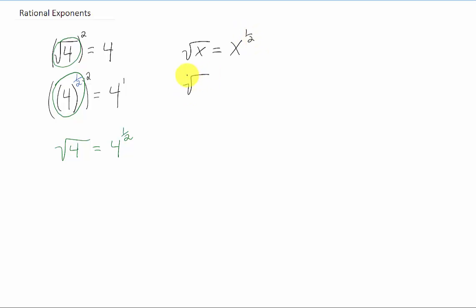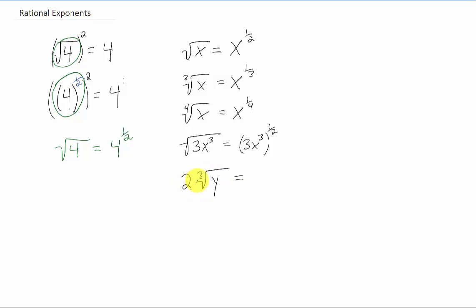It also turns out by the same logic that a cube root turns out to be a 1/3 power. And a fourth root turns out to be a 1/4 power. It doesn't matter what goes under the root, whatever's under there is going to be raised to that rational exponent. If you happen to have something outside of a root, say 2 times the cubed root of y, that 2 does not get the exponent, but the y does. All right, let's keep going with this.